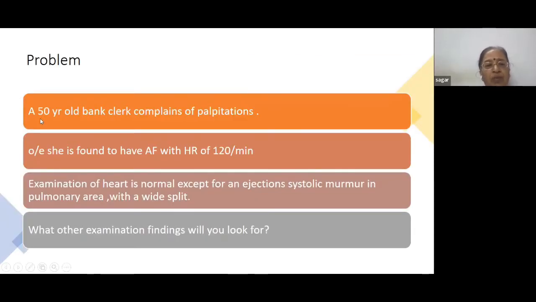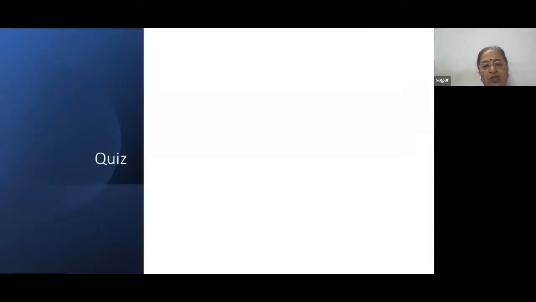Now look at this problem. A 50-year-old bank clerk complains of palpitation. She is found to have AF. Heart rate is 120. Examination is normal except systolic murmur in the pulmonary area, wide split. Now this is a typical presentation of an ASD. So this person probably has an ASD presenting at the right age. Atrial fibrillation as a complication comes in as the patient ages and other complications come in. The LA is large, atrial fibrillation will come in. But when you see a 30-year-old lady, look for an MS or an MR associated.